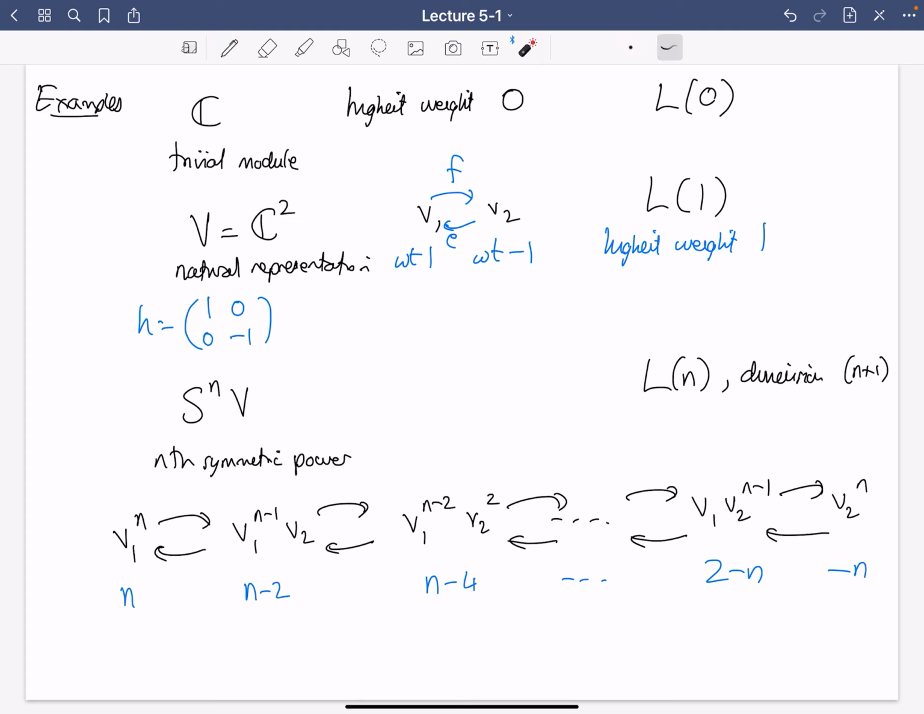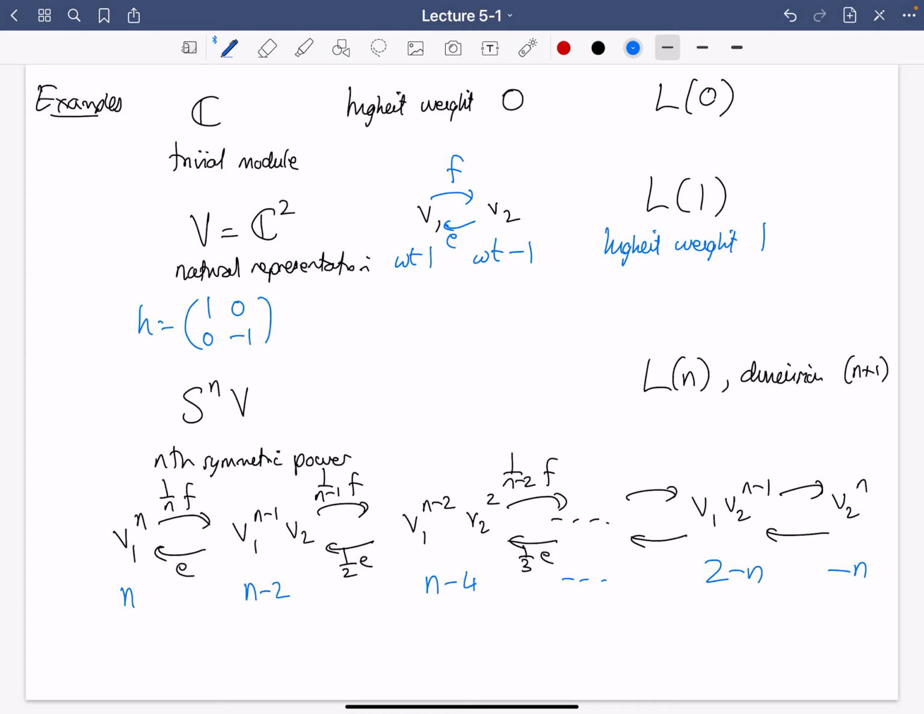So if you're acting on V1^n, f is going to give you n lots of the next vector down, because it'll change any one of those n V1s to a V2. So if I want to just go down, I need to put 1 over n f, and then 1 over n minus 1 f, and 1 over n minus 2 f. They'll move you basis to basis. And E changes a V2 to a V1. There's two choices, so that's going to be a half E, then a third E, and you see the pattern.